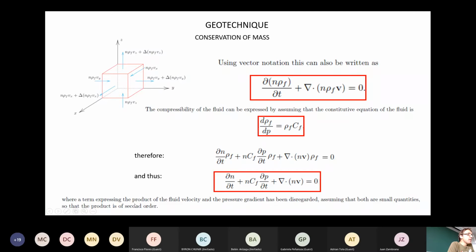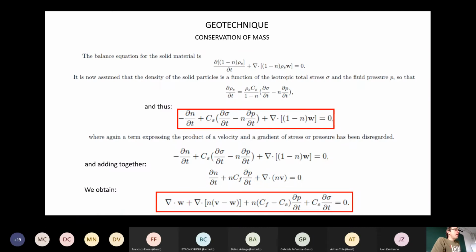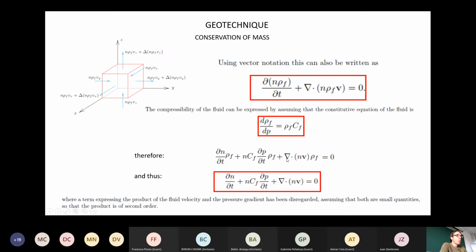A term expressing the product of the fluid velocity and the pressure gradient has been disregarded, assuming that both are small quantities, so that the product is of the second order. So we can consider this. And at this point, we can introduce the balance equation of the soil material. That is, if we consider only the soil, that if you remember is the one that we saw previously. So 1 minus n rho s is this quantity.